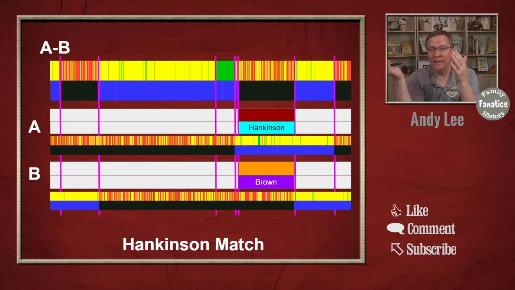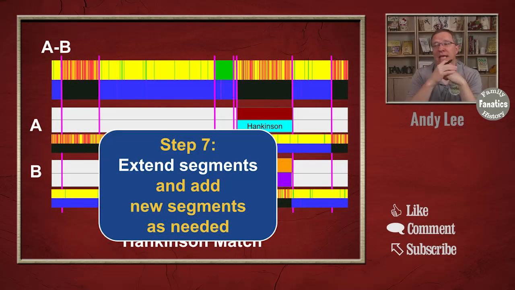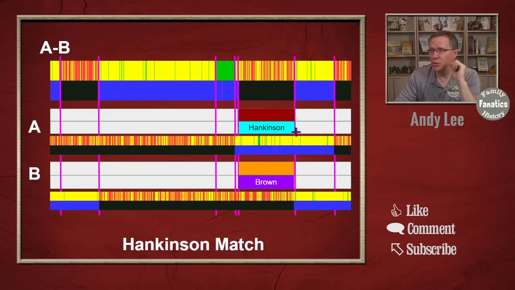Now I happen to know that these are on the maternal side. So I know that this bottom chromosome for each one of these is the maternal chromosome, which means the top one is the paternal chromosome, although I haven't identified the names of the segments yet. Then I also want to extend the segments and add any new segments as needed. So let's take a look here. So we've already shown that this blue that matches, well, that's going to be able to extend all the way here and actually extend a little bit right there.